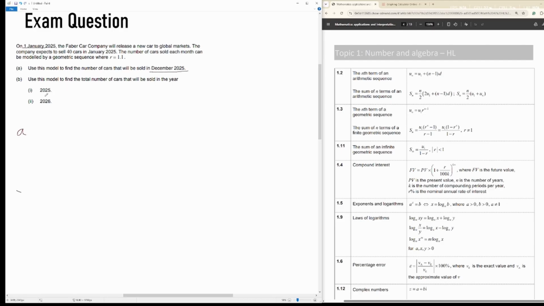Obviously the 1st of January is u1, and you will understand from the text that in January they sold 40 cars. So you can write everything down and put that u1 equals 40. And our r, or the common ratio, is 1.1. The question states that we have to find how many cars will be sold in December 2025. It asks for the last month, and we all know that December is the 12th month, so n equals 12. Then we can construct our formula: u12 equals 40 times 1.1 to the power of 12 minus 1, straight from the formula.